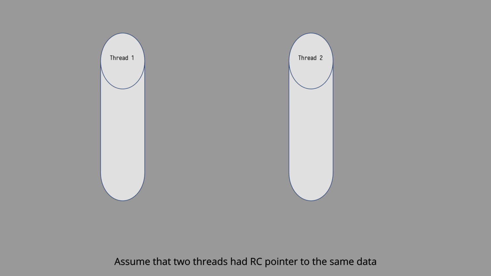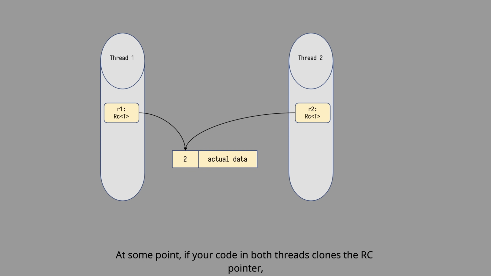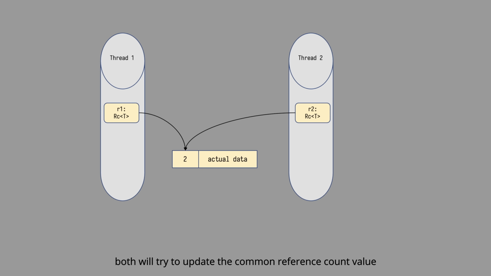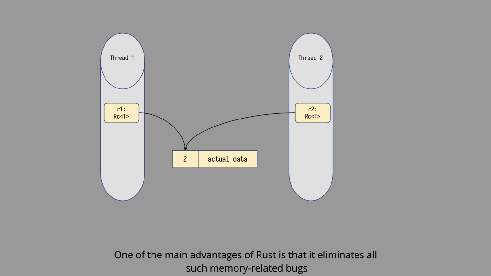Assume that two threads had RC pointers to the same data. At some point, if your code in both threads clones the RC pointer, both will try to update the common reference count value. This is a data race. One of the main advantages of Rust is that it eliminates all such memory-related bugs.